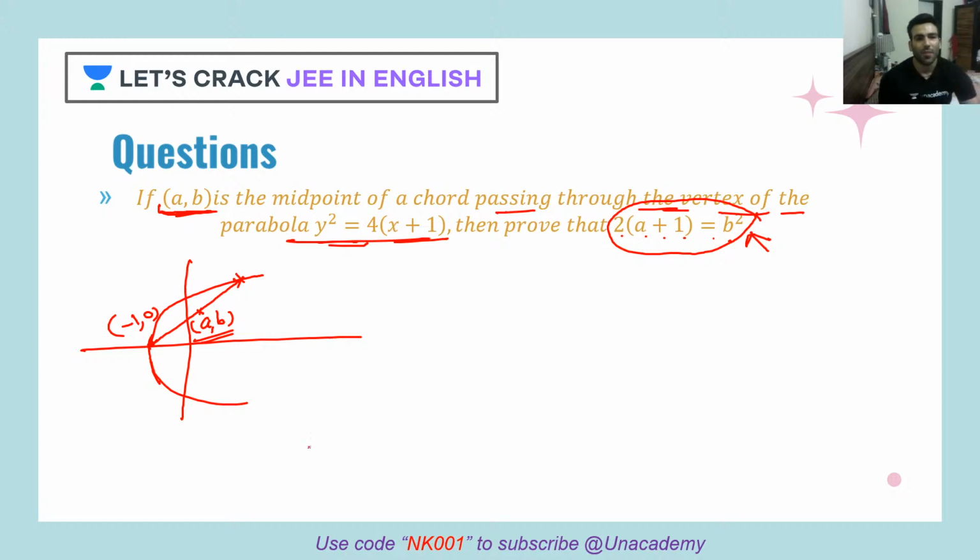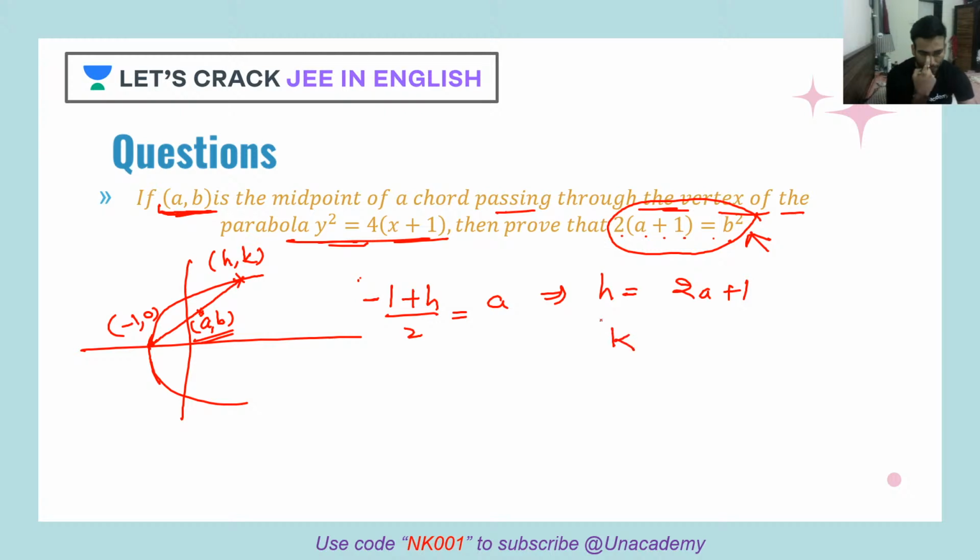It's very easy. See what it says. It's a chord, and AB is the midpoint. So if it is a midpoint, then using my ratio formula, I can tell you the coordinates for this point, right? So let's say the coordinates are h comma k. So I can write -1 plus h by 2 is equal to a. So I can clearly say that my h would be twice of a plus 1.